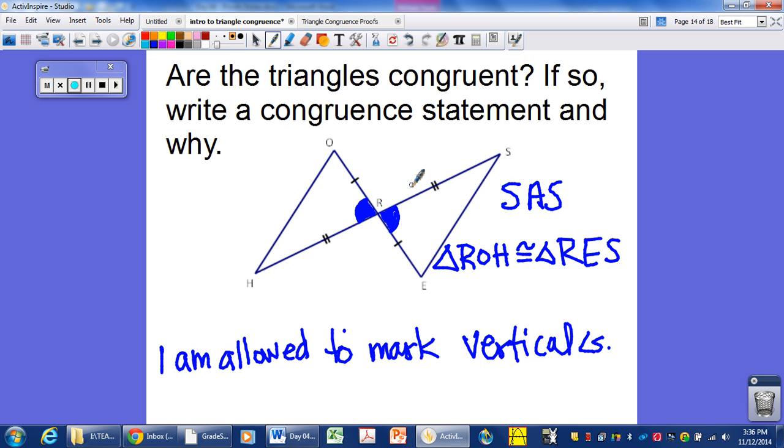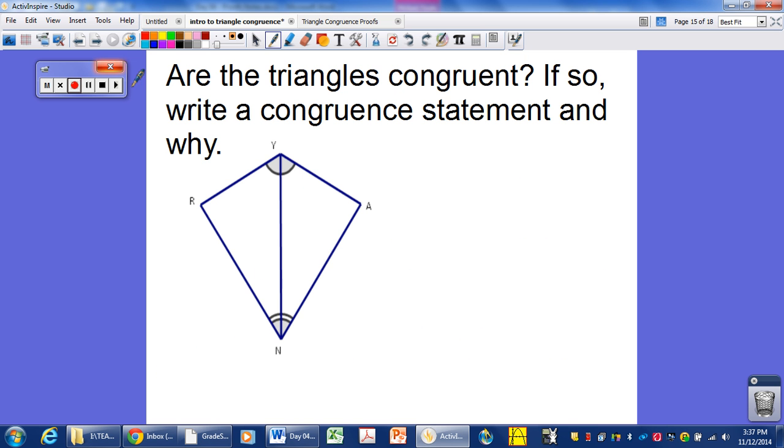Okay, so if it's not marked on your triangle, you are not allowed to mark every single thing just because it looks like it. There's no I said so theorem, there's no it looks like it postulate. You are allowed to mark vertical angles. Okay, only.